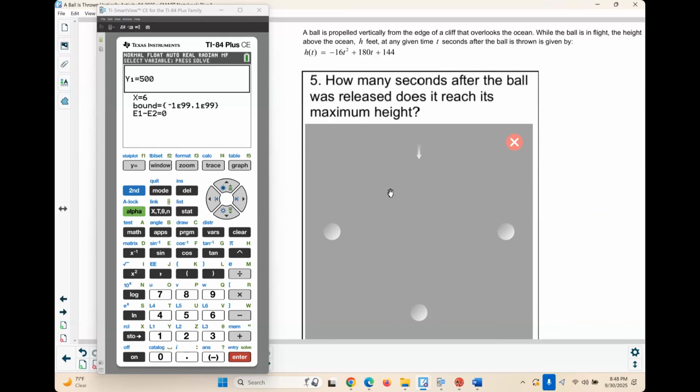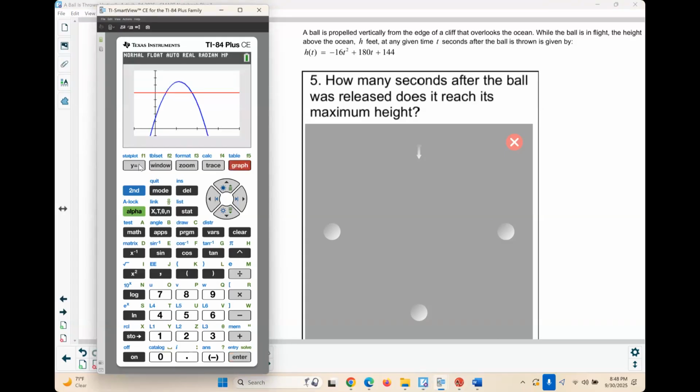Okay, so this is a standard question. After how many seconds does it reach its maximum height? So again, I go back to the graph. I think I'm going to get rid of that 500, I'll turn it off like Jeff showed me. I just turn off the equal sign there. And then I'll go second trace. And the maximum is number 4. By the way, when I teach, I don't like to press 4, I like to arrow down so we can see where I went.